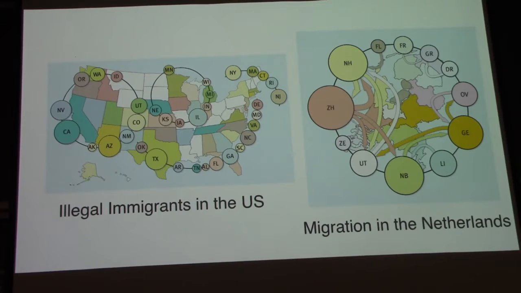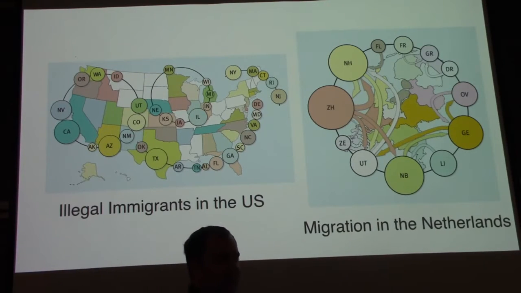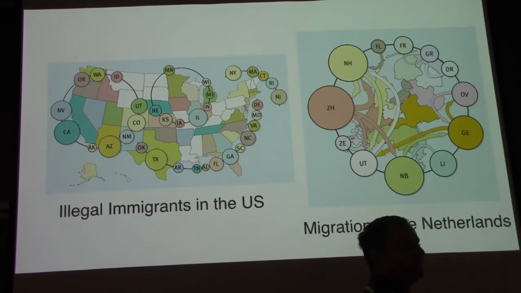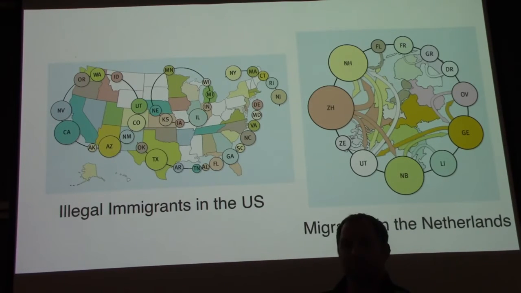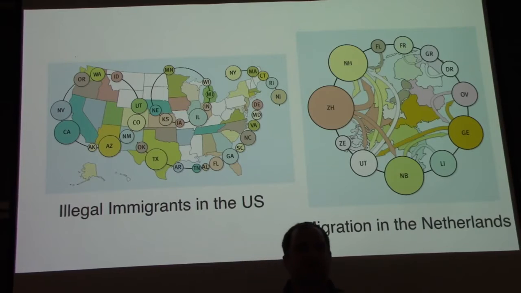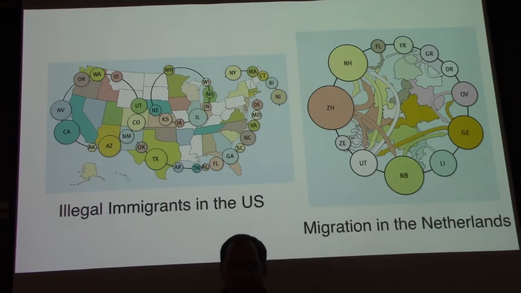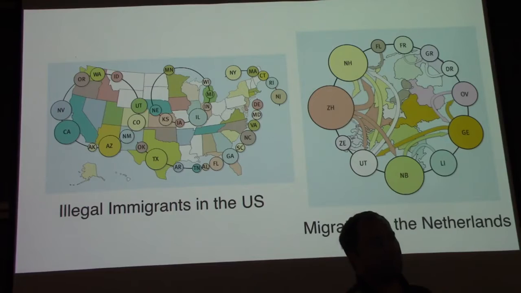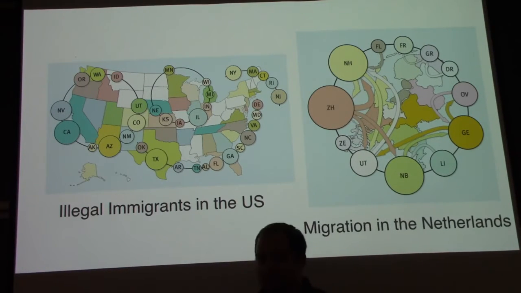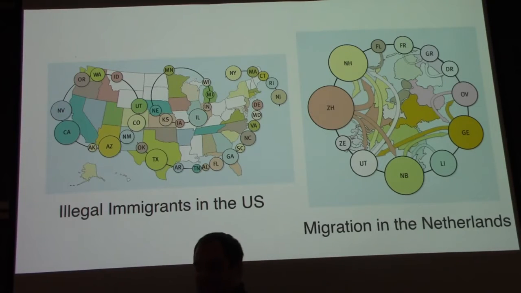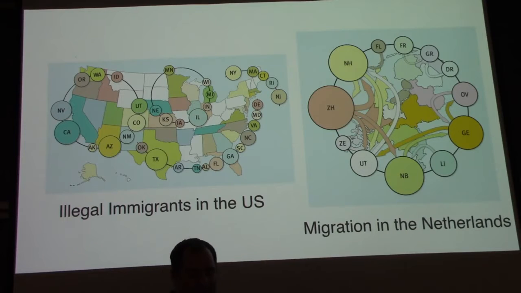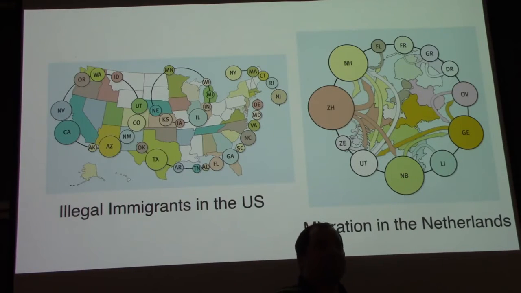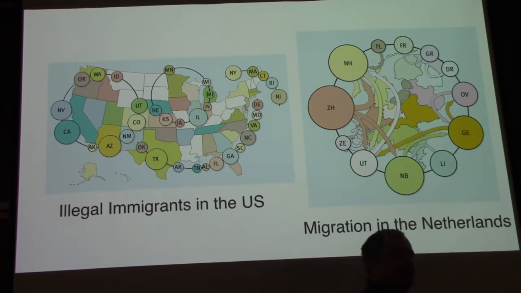So the first question here was, what is the purpose of the disks? Exactly. In the first example with the immigration, we have a count of immigrants, and we can see that the disks are scaled proportionally to the number of illegal immigrants living in a state. So let's take a step back. What are the marks and channels being used here?